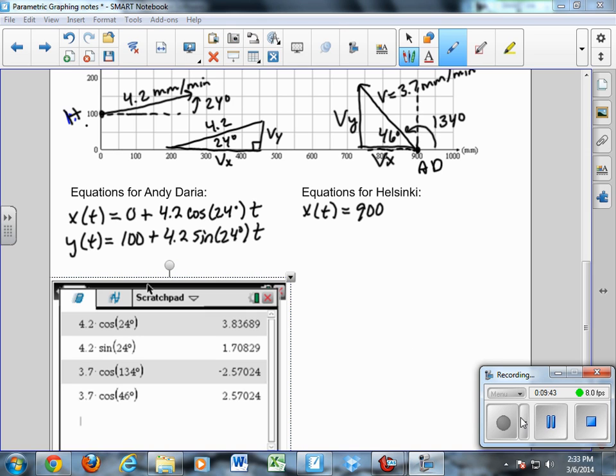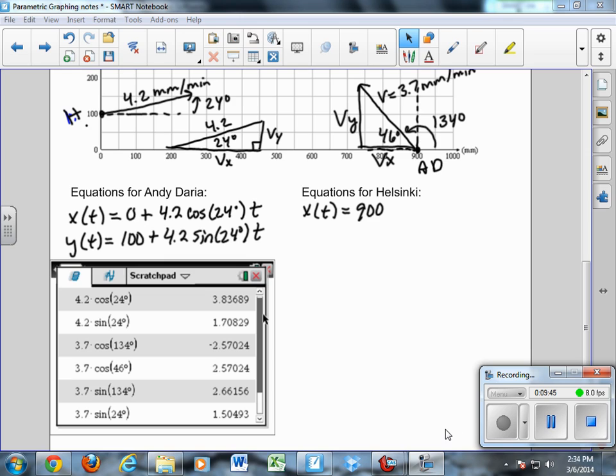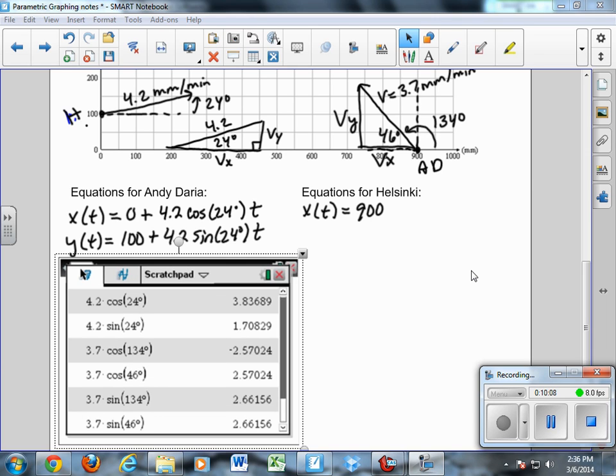Okay, so what have we got here? Notice cosine and sine of 24 are both positive, as we would expect. Cosine of 134 is negative, and sine of 134 is positive. That matches what we would expect to see. If we use 46, oh, that was supposed to be a 46, not a 24 there. Darn it. Obviously not editing these tapes much, as you notice. Okay, I've got the correct answers now.